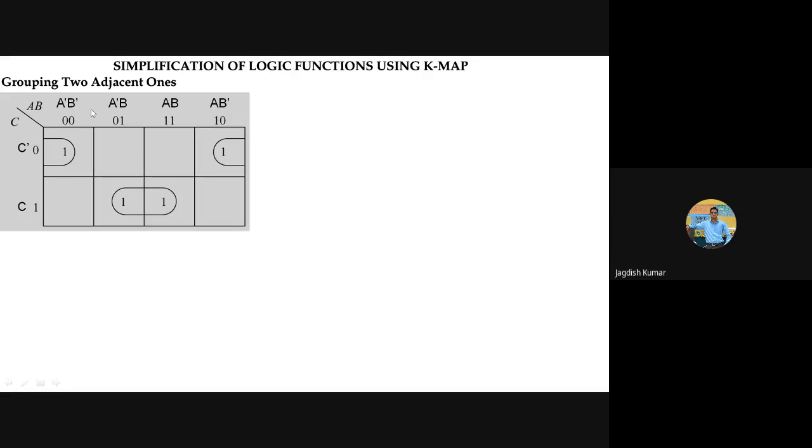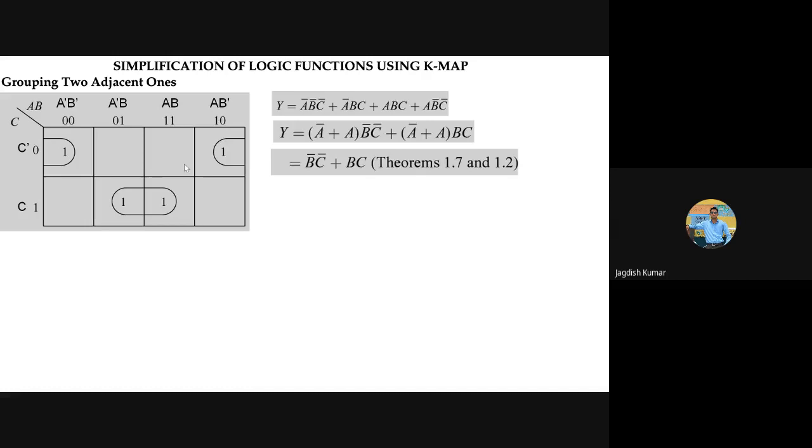Again, A is changing. Fine, got it. You are correct, I'm sorry. So A is changing from A dash to A. Interesting. Okay. C dash is remaining the same, and B dash is also remaining the same, right? So what will this pair lead us to? This pair leads us to the B dash, C dash term. So this pair gives us BC, and this pair gives us B dash, C dash.